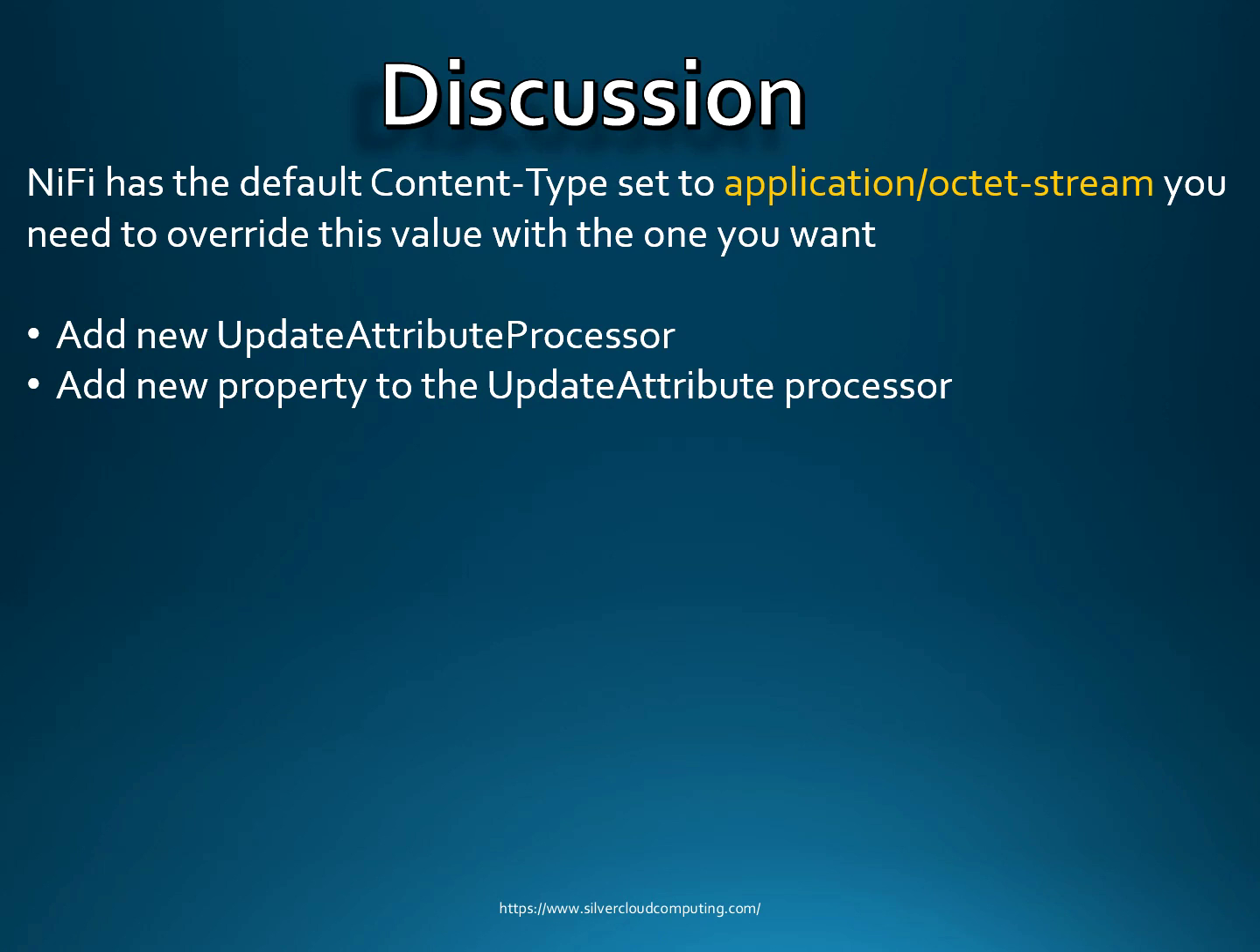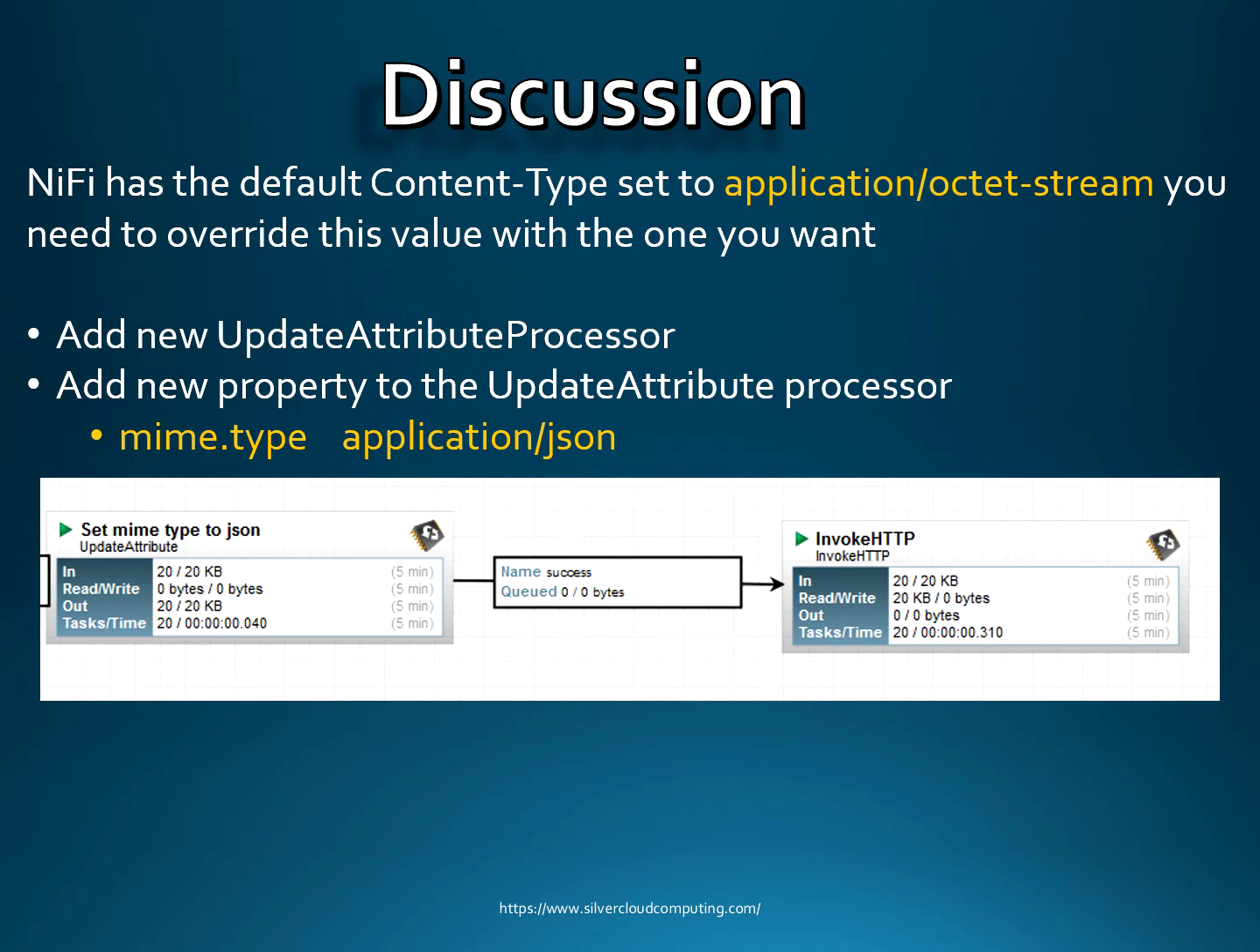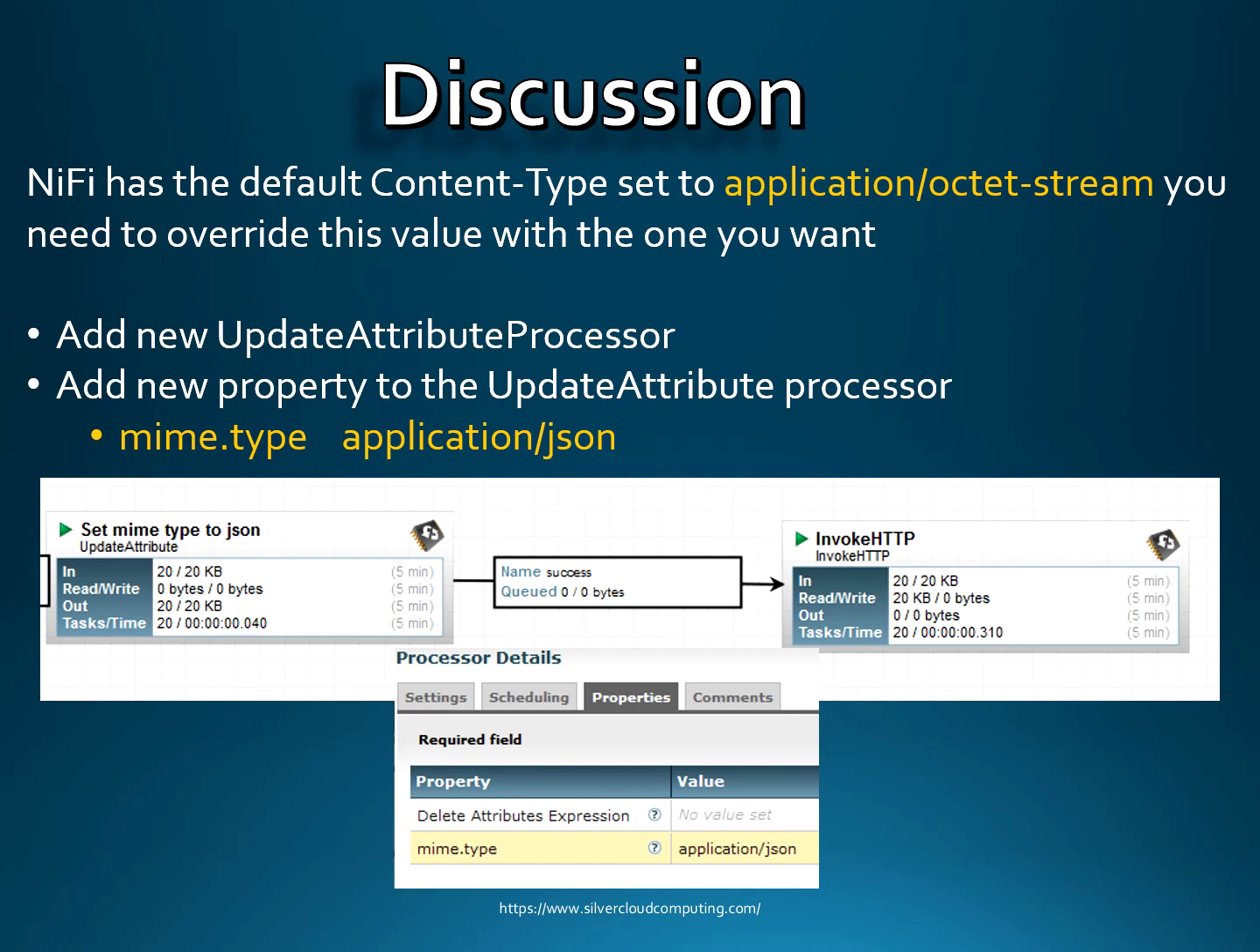In that UpdateAttribute processor, we're going to create a new property, which is already there, really. mime.type is kind of there in the HTTP request, but we're going to override it in our UpdateAttribute processor. If we're going to do JSON, we'll set the MIME type to application/json. So again, we're going to set the MIME type just before we send our InvokeHTTP request. Whatever you want to set it to for your MIME type, this is where and how you would do it.